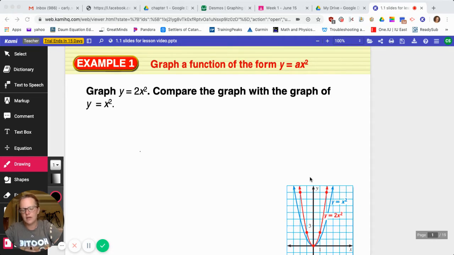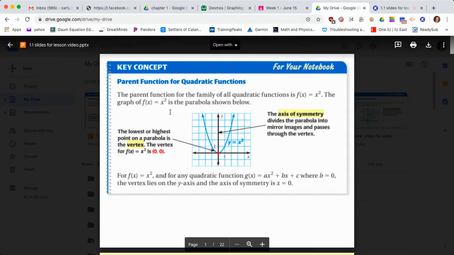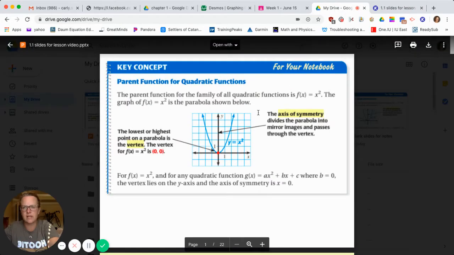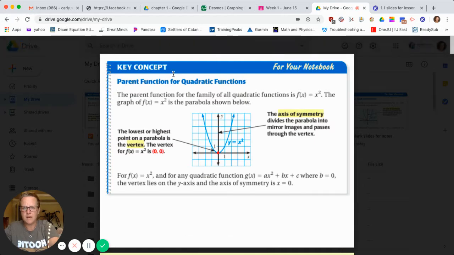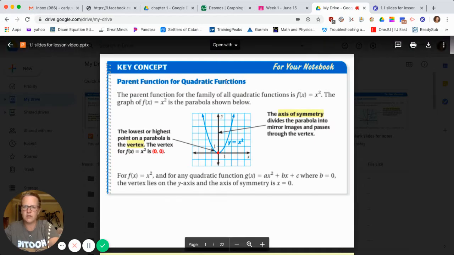If you look in what I posted in Google Classroom, there's a blank notes slideshow that has a little more information on key concepts. So I would like it if you look at that. In fact, this is my first slide, but if you look at the key concepts, this is what you will find in your Google slide. Okay. Parent function for quadratic functions.